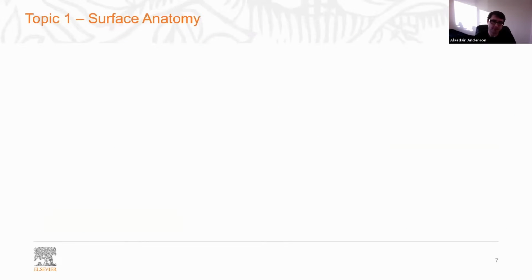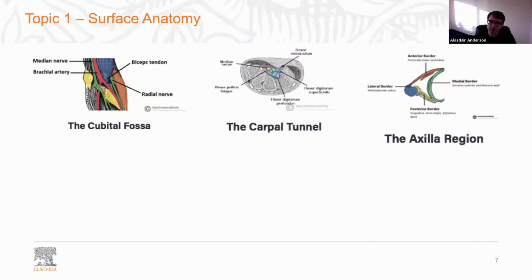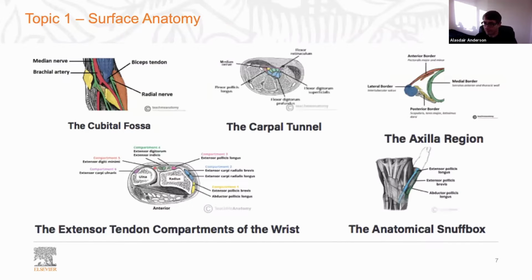So, very commonly assessed areas in examinations are the boundaries and contents of particular anatomical regions. Have a look at the cubital fossa, particularly in relation to taking blood and cannulas. Think about the carpal tunnel and the anatomical snuff box in relation to damage to those areas and what tenderness in the anatomical snuff box might represent.